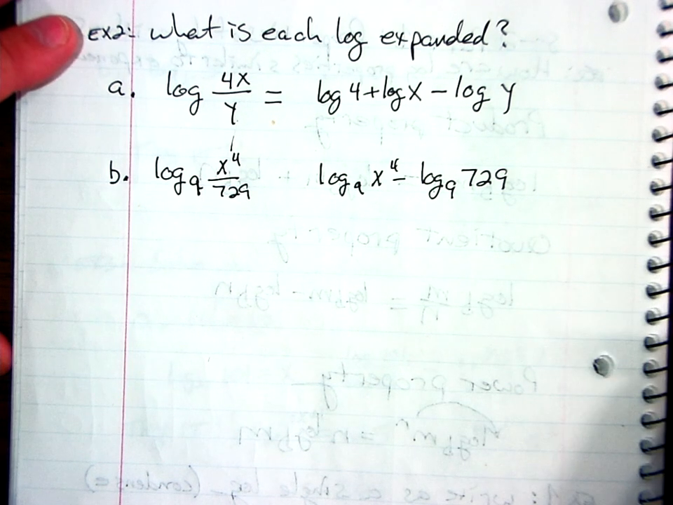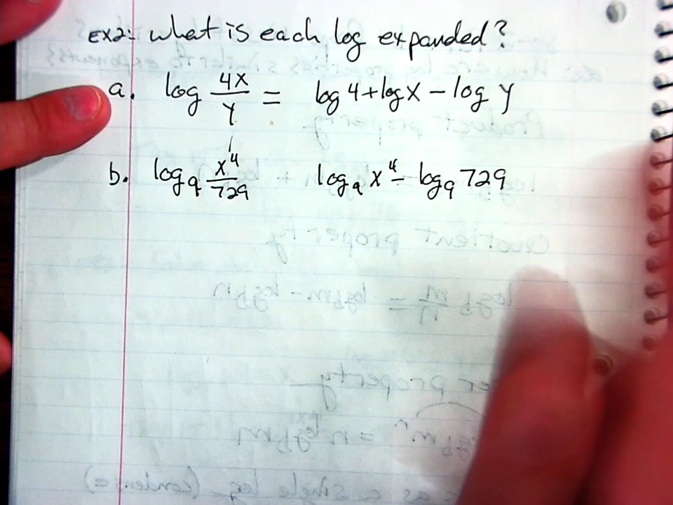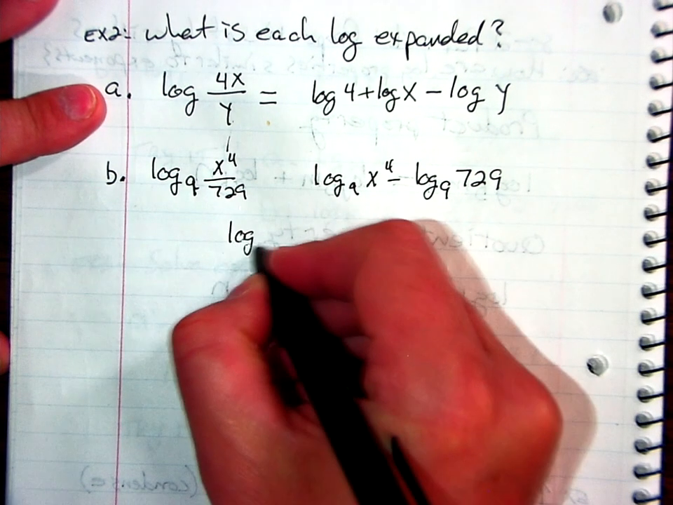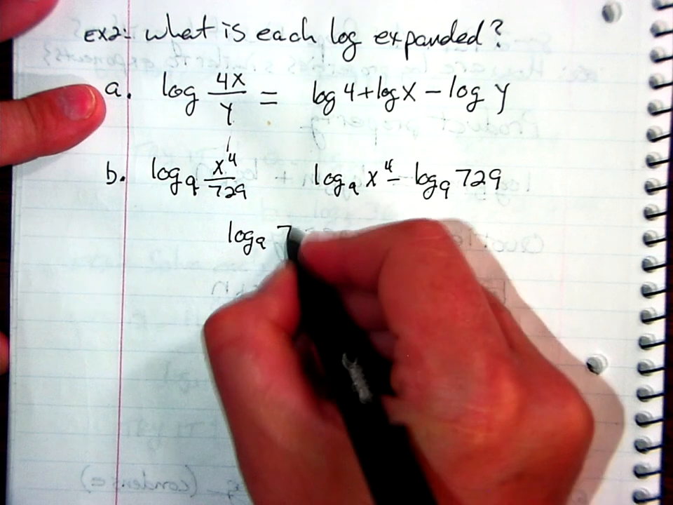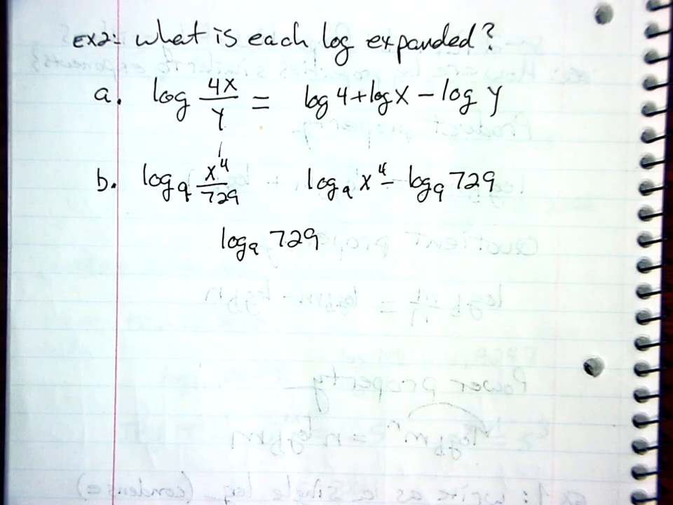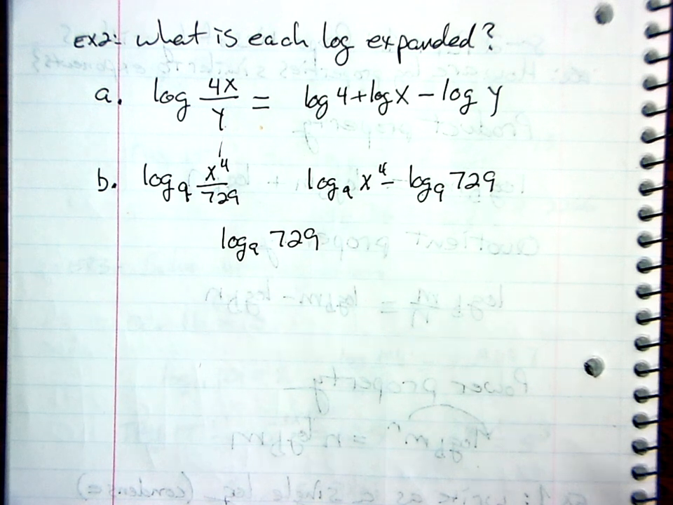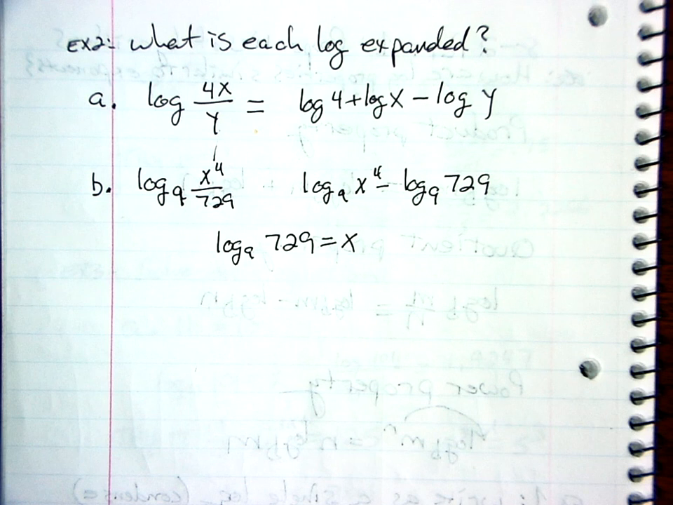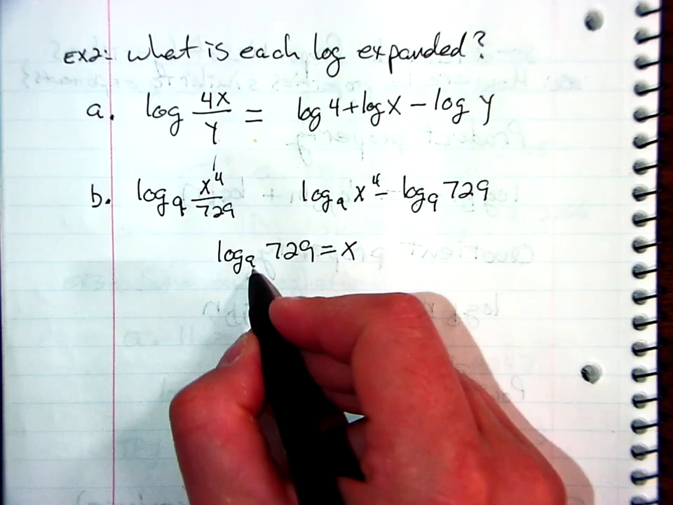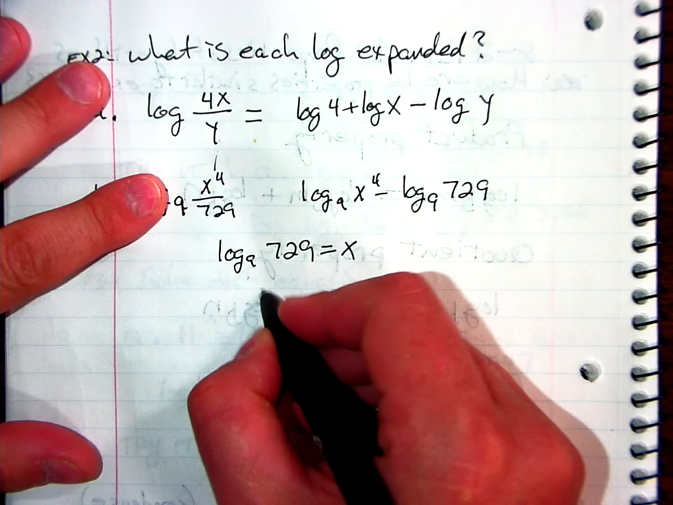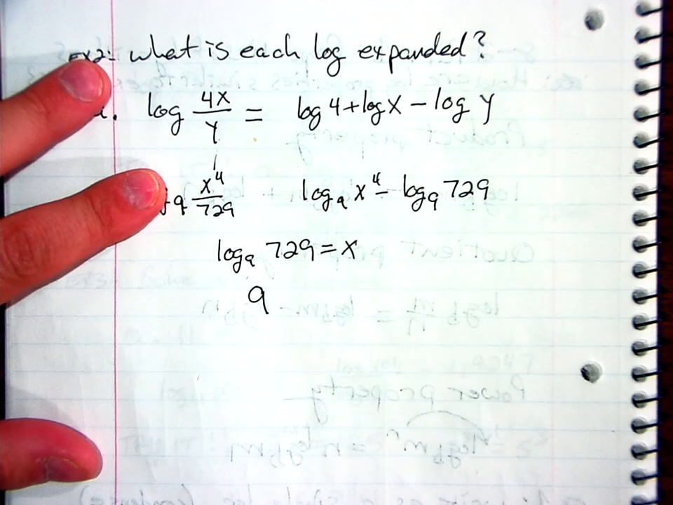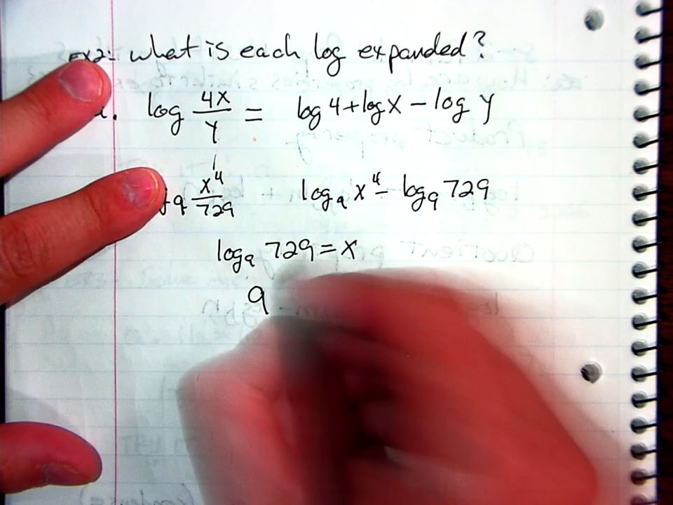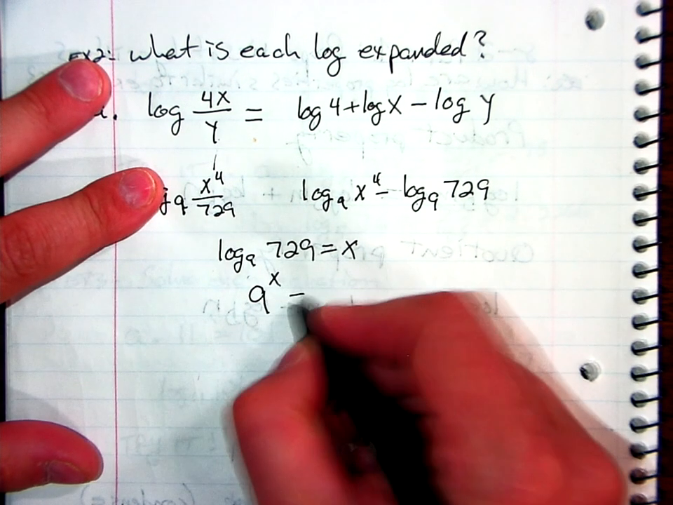All right, Annalise, thank you for helping me with this problem. We can simplify log base 9, 729. How do we simplify that? I can write that as equals x, correct? So now I can make my base and make it a large number, and then what happens to the x and the 729? They switch sides.